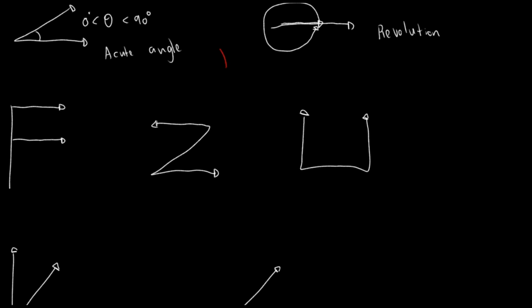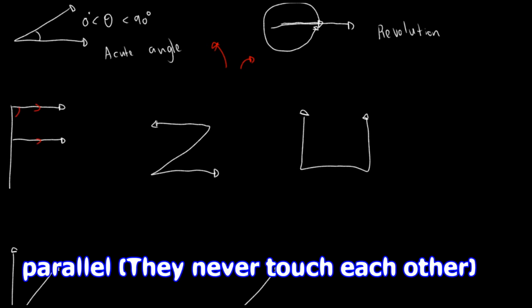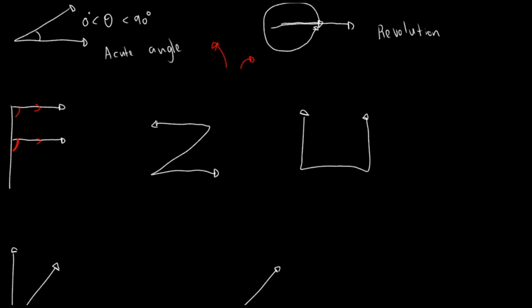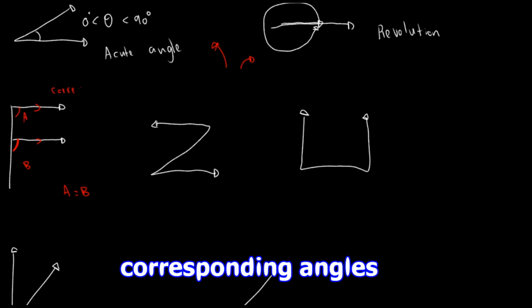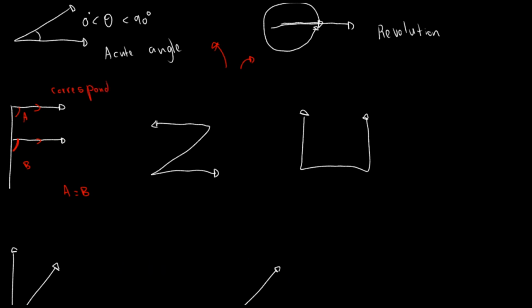You'll probably be introduced to these type of angles first. Then you'll move over to these ones. Well, provided these two lines are parallel, these two angles are equal. So we can then say, let's say A and B. If these two lines are parallel, then A is equal to B, and only if they're parallel. Okay, these are known as corresponding angles.